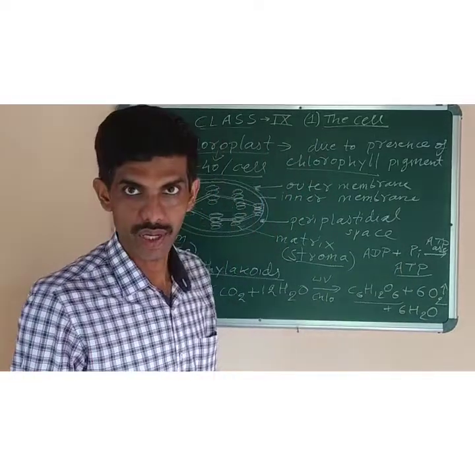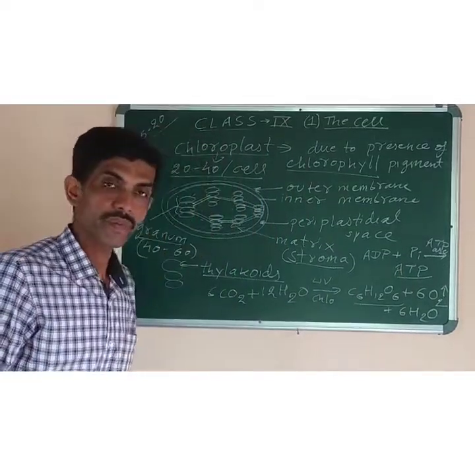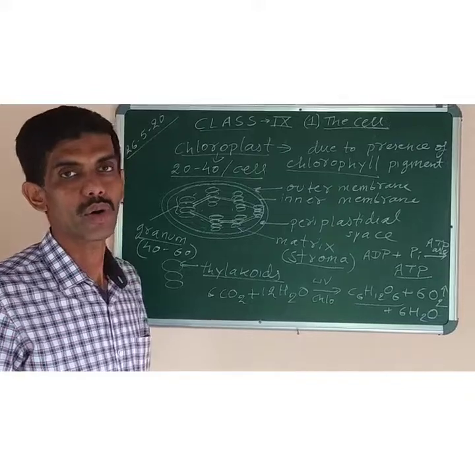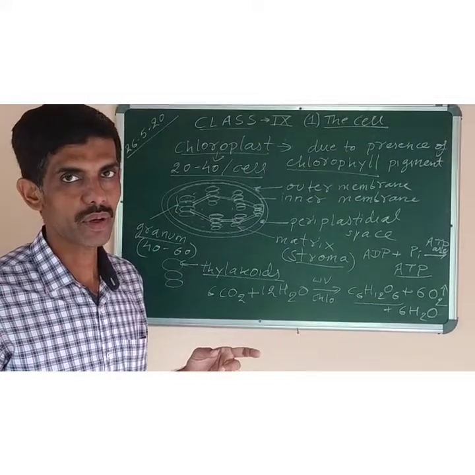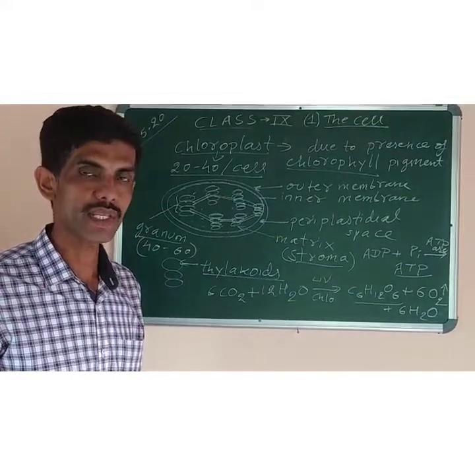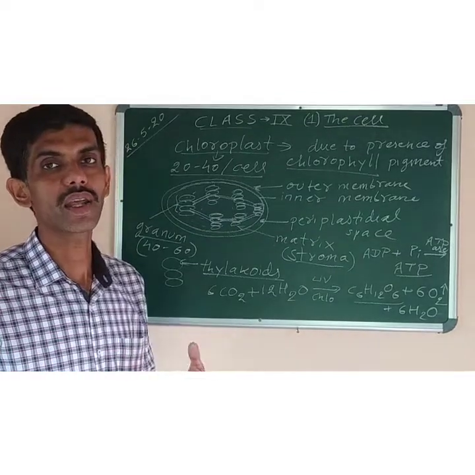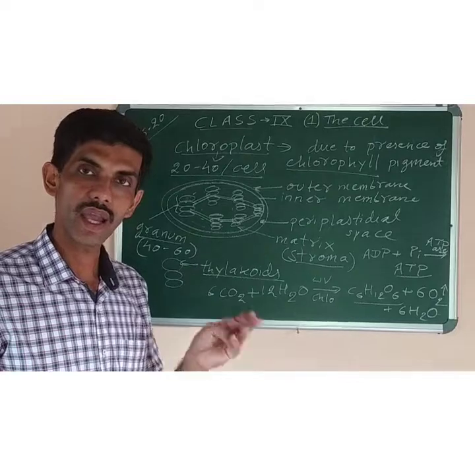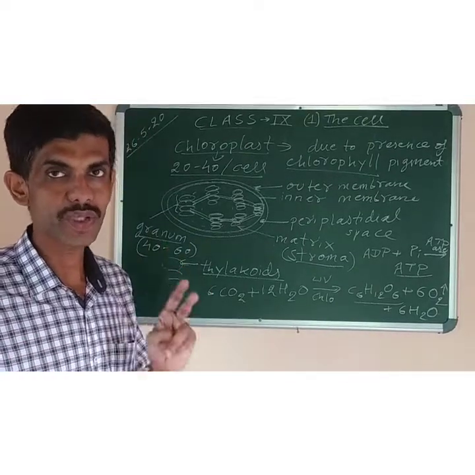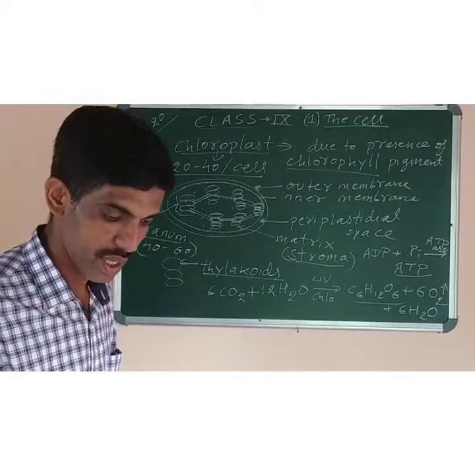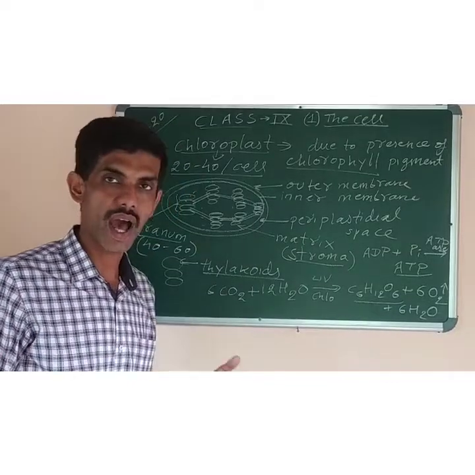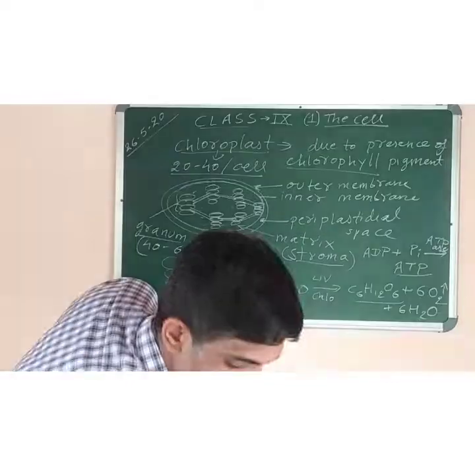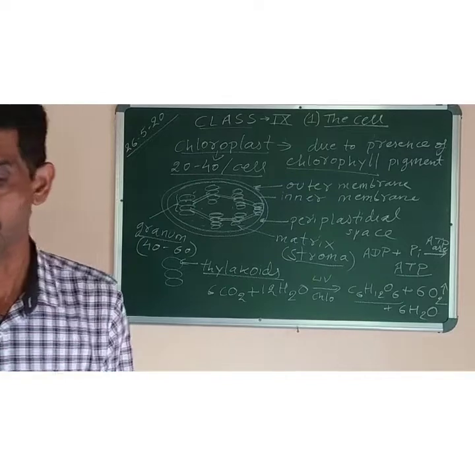The third function is, chloroplast is a semi-autonomous organelle. Just like mitochondria is also semi-autonomous. Semi-autonomous means they contain their own DNA. So both chloroplast and mitochondria are semi-autonomous organelles which contain their own DNA, RNA, and ribosomes. Okay, so next we will study about the vacuoles.